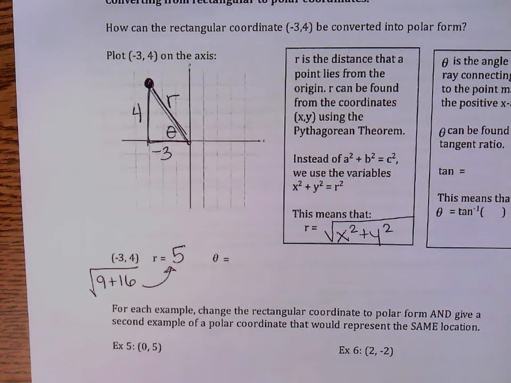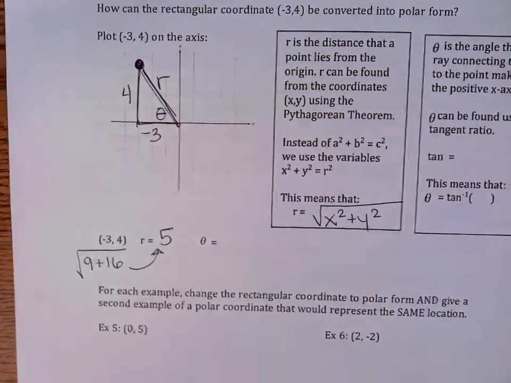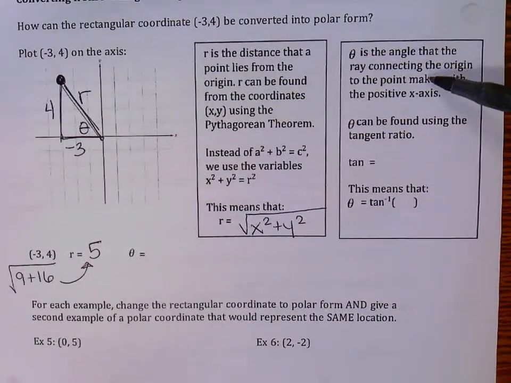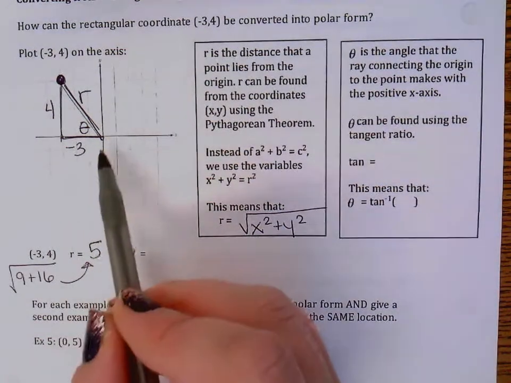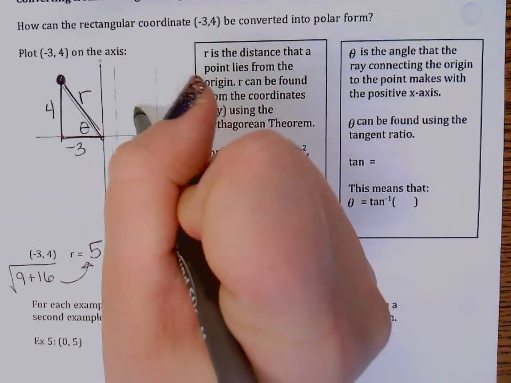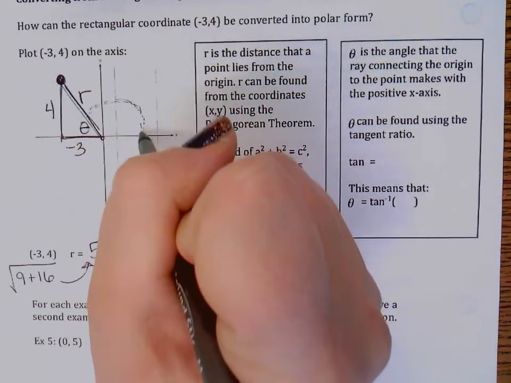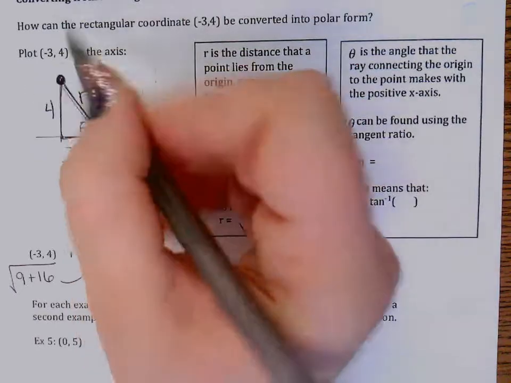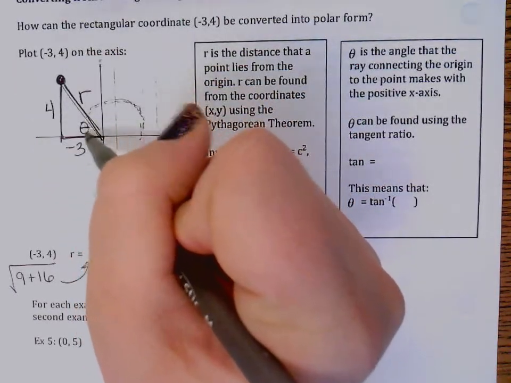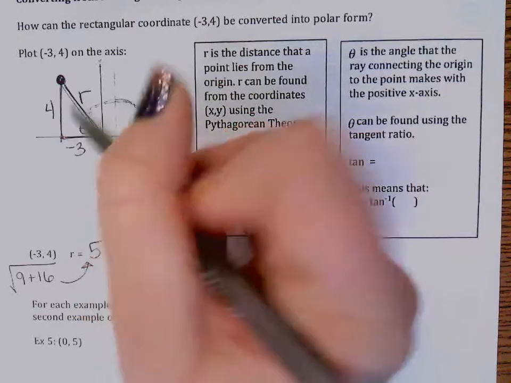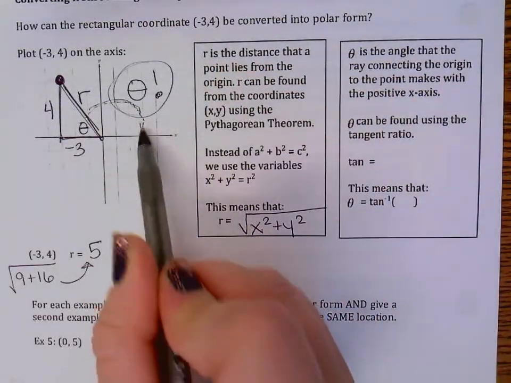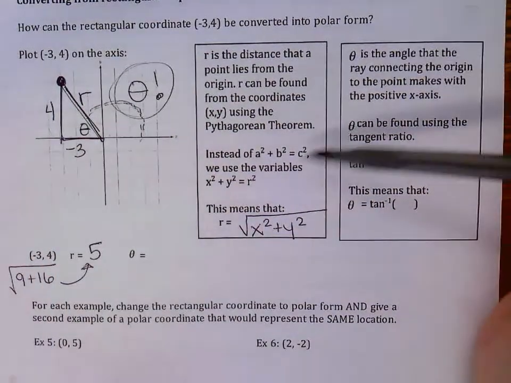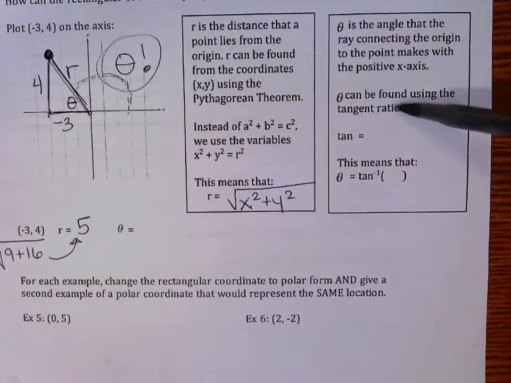How do I find the angle? The angle uses the inverse tangent ratio. It says theta is the angle the ray makes with the positive x-axis. So this angle is what I'm looking for, but I can only solve in a triangle for the interior angle. So once you solve for your triangle, this is really the angle of interest to get there, right? It says you can find theta by using the tangent ratio.